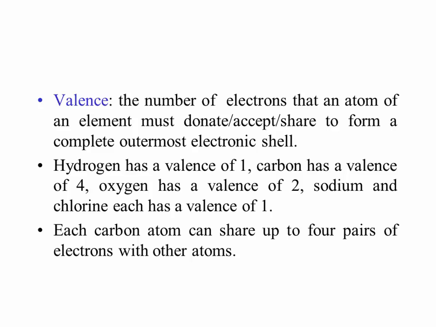But before that, let's define the valency, which is the number of electrons that an atom of an element must donate, accept, or share to form a complete outermost electronic shell. There could be atoms that have different valencies also, like nitrogen and phosphorus, because there are different possibilities. But anyway, based on this definition, hydrogen has a valency of 1, because it shares one pair of electrons with other atoms.